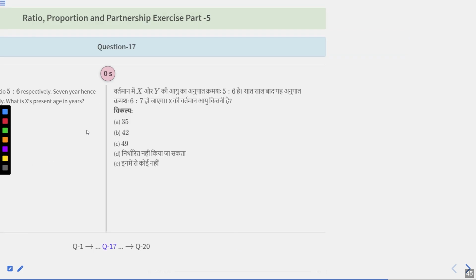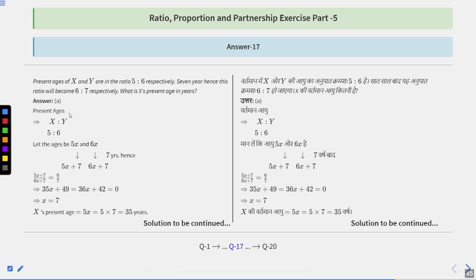Now time's up. Let's see the solution. Present ages of X and Y are given in the ratio 5:6. So let the age of X be 5x and Y be 6x. It is given that after 7 years, when we add 7 to 5x plus 7 and 6x plus 7, the ratio will become 6:7.